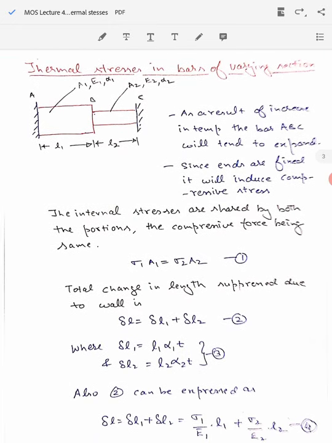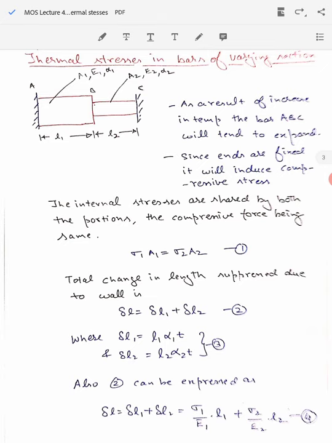Now let's take another case. In this case we have a bar of varying section, so it may be made up of two sections of the bar made up of two different materials even, so they may have different values of modulus of elasticity as well as different thermal coefficient of expansion. Their length and area in general may also be different, so A1, A2, L1, L2, similarly E1, E2, alpha 1, alpha 2 are the terms which you know.